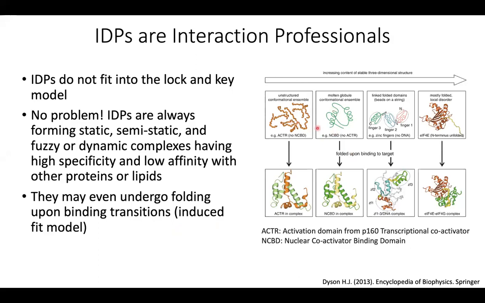Both of these proteins didn't have any secondary structure before. This is ACTR in complex, and this is NCBD in complex. If you look carefully, these two structures are the same, which means this binds with this. Before, none of them had a structure, and once they bind, both of them have a pretty well regular folded state. This kind of interaction IDPs are regularly forming with other proteins.